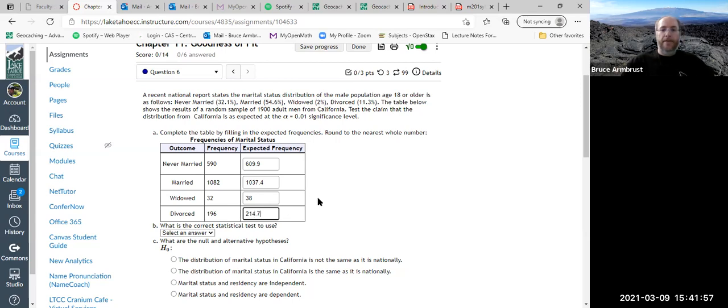All right, now obviously we can't have a decimal number of people, right? But since the expected is really just something we're measuring against, we're going to go ahead and leave these as decimals. But just looking at these numbers, what do you think? The actual frequencies that we got, how do those compare to what we should expect according to the US population? Close? Far off? What do you think?